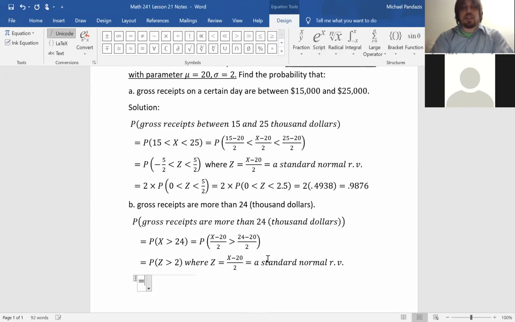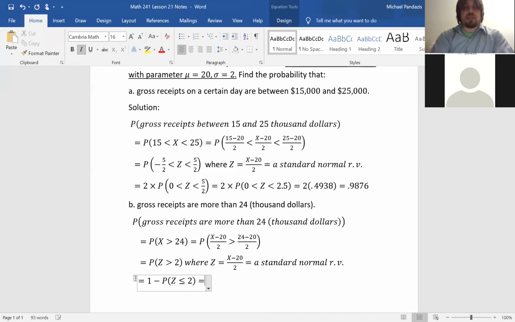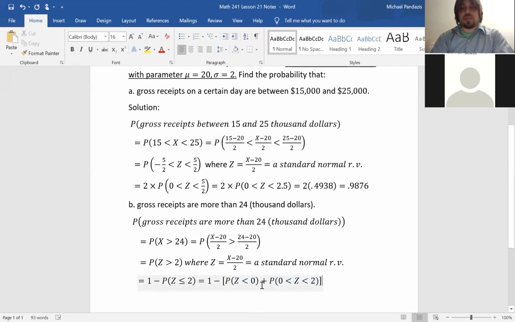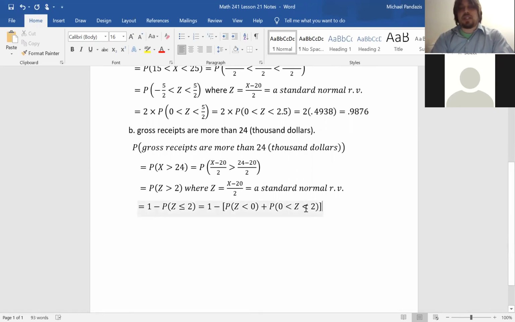Okay, so we want to know the probability that Z is greater than 2. That's 1 minus the probability that Z is less than or equal to 2. And then that's equal to 1 minus, in brackets, the sum of the probability that Z is less than 0 plus the probability that 0 is less than Z less than 2. The probability of Z being 0 individually doesn't matter, and the probability that Z is equal to 2 exactly doesn't matter because it's a continuous random variable. Finding the probability of one particular value is 0.